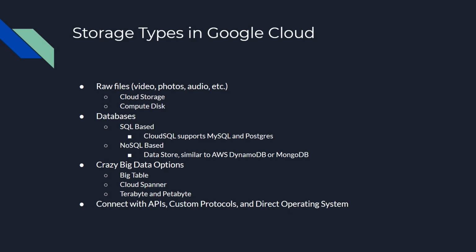We're going to be connecting with APIs or custom protocols such as SQL. For instance, if you're talking to a SQL-based Cloud SQL instance, you would just use SQL just like you would on your local development machine speaking SQL, or if you'd installed a SQL server on a compute instance and were running it as a self-administered system. And of course, the last option is going to be directly from the operating system.